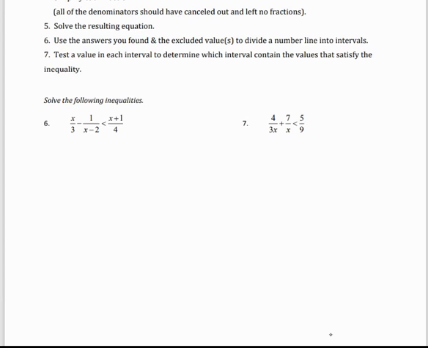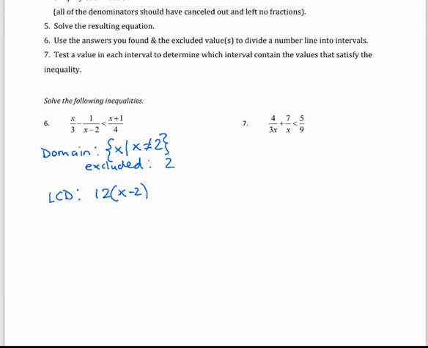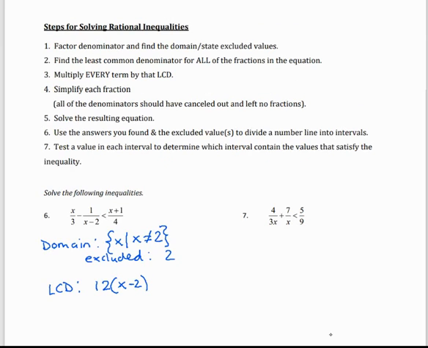Okay, everything is factored, so I'm going to find that domain, and our domain is that x can't be 2. So what that means, remember again, is that an excluded value is 2. The other denominators are constants, so we don't have to worry about them. Now let's find our LCD. So the LCD here will be, we have a 3 and a 4, so that least common multiple is 12, and then we have x minus 2.